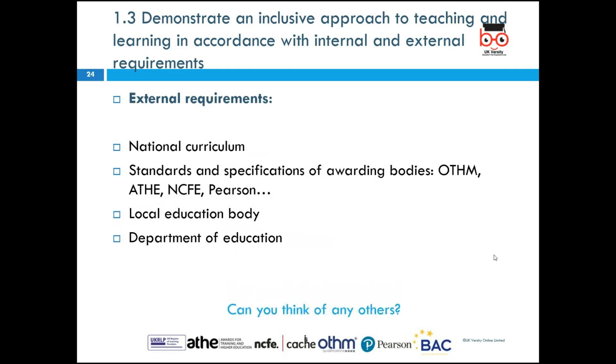Okay. Then you've got your external requirements, so your national curriculum, if you're doing adult teaching, your standards and the specifications of the awarding bodies like OTHM, ATHE and so on. Then you've got your local education body, and then you've got your Department of Education. And can you think of anything external on here? Like cash?